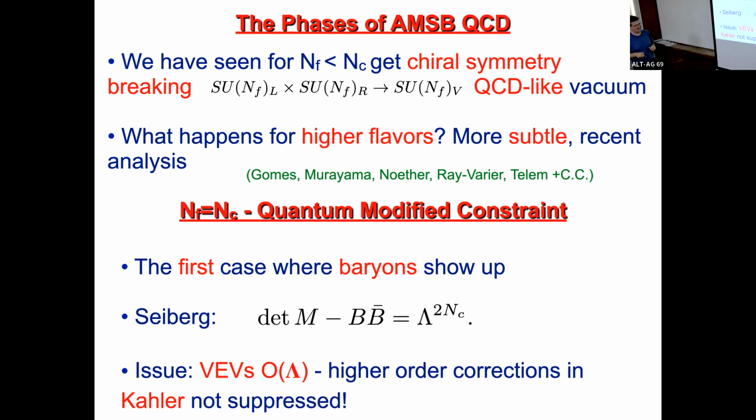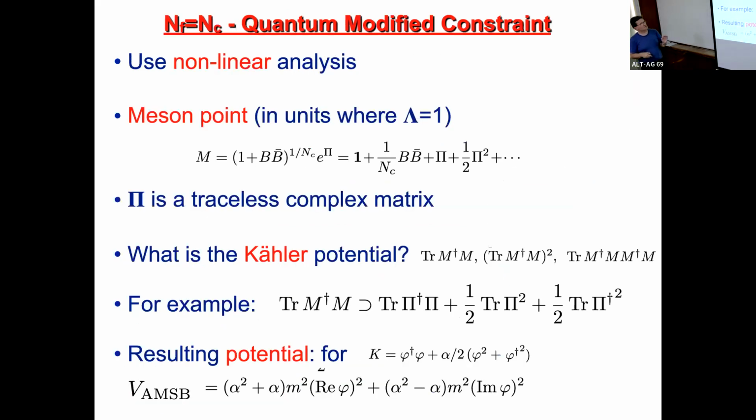That means that the higher order corrections in the Kähler potential, if I have something like m dagger m squared, are not suppressed. Because what would it be suppressed by? It would be suppressed by lambda, but some of the vectors must be of order lambda.